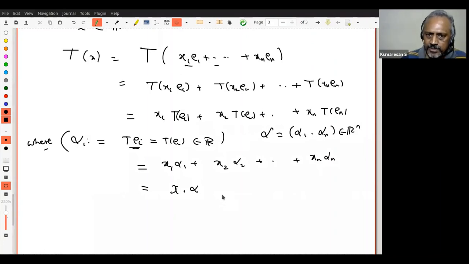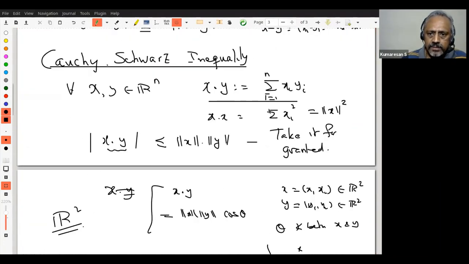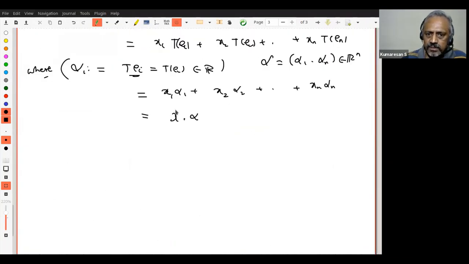How many of you understood this? Go back to the definition. See? This is the dot product. Given two vectors x and y, the dot product is summation xi yi. Now you see what I got? It is the dot product of x and alpha. What is alpha? Alpha is alpha 1 to alpha n. Then what is alpha i? That is nothing other than T of ei. Okay, ei, is that clear?